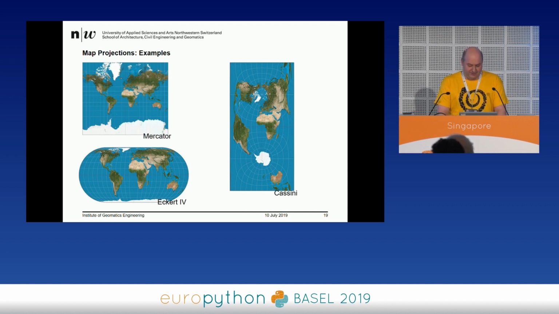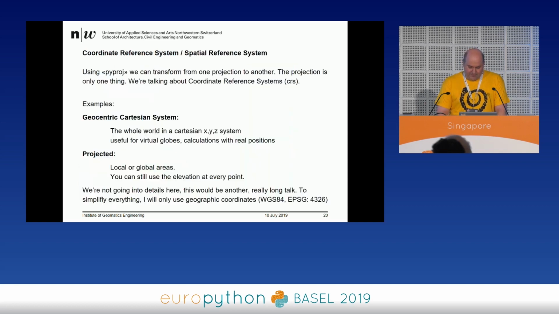So we can look at these so-called coordinate reference systems or spatial reference systems, and we can have 2 special cases. One is we use a geocentric Cartesian system, that's just a Cartesian system with x, y, z. Or we use projected coordinates. That's usually not 3D, it's actually flat. And actually every country has its own representation.